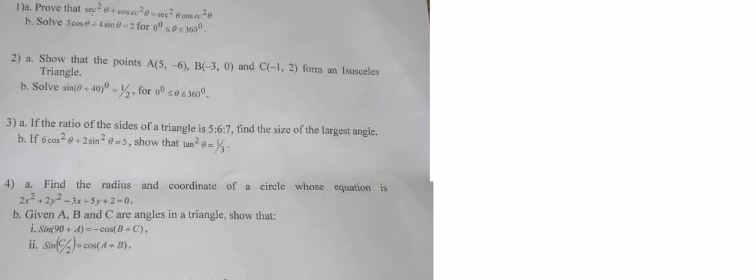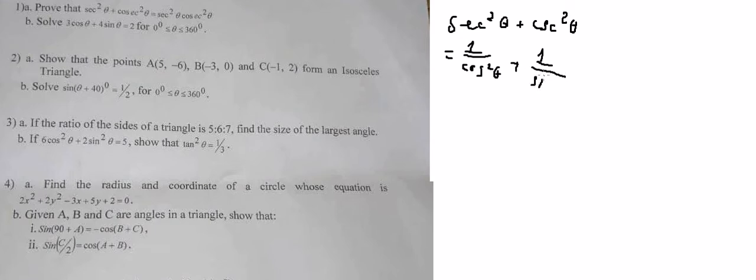Question 1a, we need to prove that secant of theta squared plus cosecant of theta squared equals secant of theta squared multiplied with cosecant of theta squared. So in this situation, we have secant of theta squared plus cosecant of theta squared. We know that we can write this as 1 over cosine theta squared plus 1 over sine theta squared.